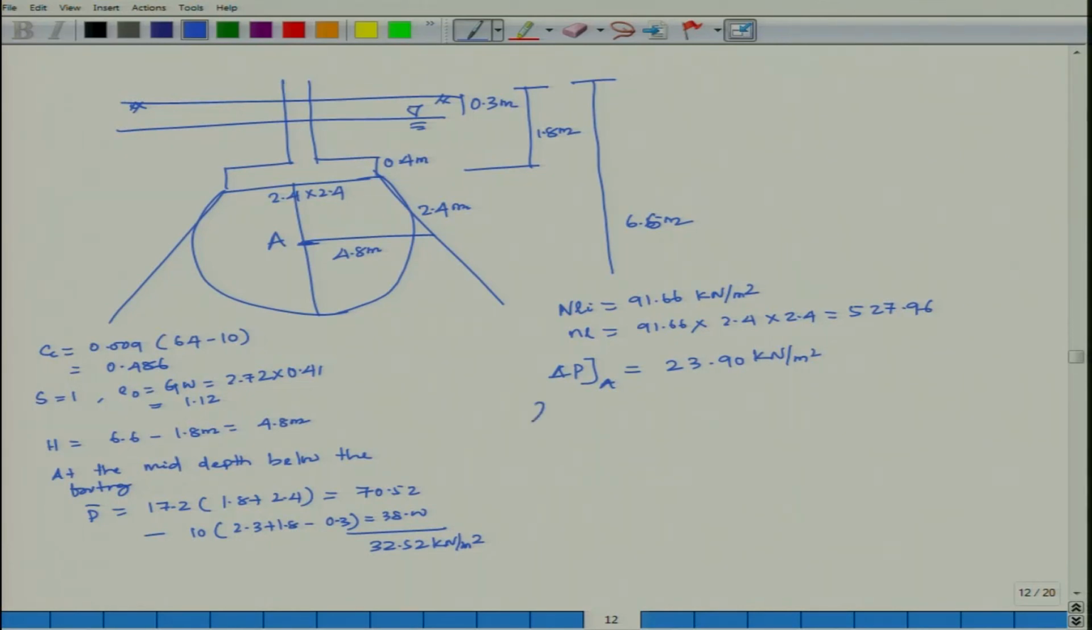So, consolidation settlement is 0.486 Cc by 1 plus E0, that means 2.12, into your 4.8, this is your height, then log 10 of 32.52 plus 23.90, P0 is your 32.52, delta P 23.90, by 32.52, into 1000, which is equal to 251.7 mm, greater than 150 mm.